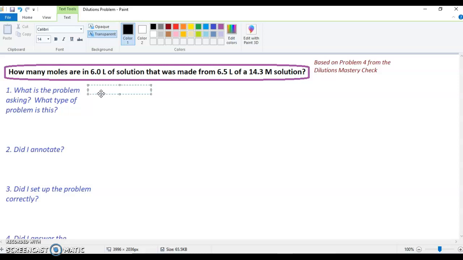Well, first of all, I see it says how many moles are in 6.0 liters of solution that was made from 6.5 liters of a 14.3 molar solution. Well, in this case, the simplest question is how many moles? That's just what I'm going to pull out right now. Open this up a little bit more.